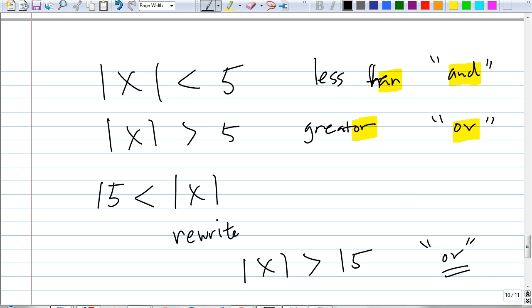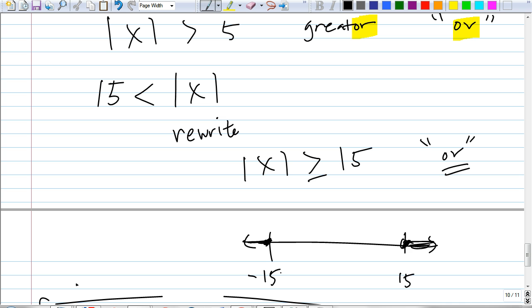Let's do it this way. What would this graph look like then? If I have absolute value of x greater than or equal to 15, can somebody tell me what this graph might look like? Okay, so on 15 there's a closed circle that's going to the right, and on negative 15 there's a closed circle going to the left. That's correct.